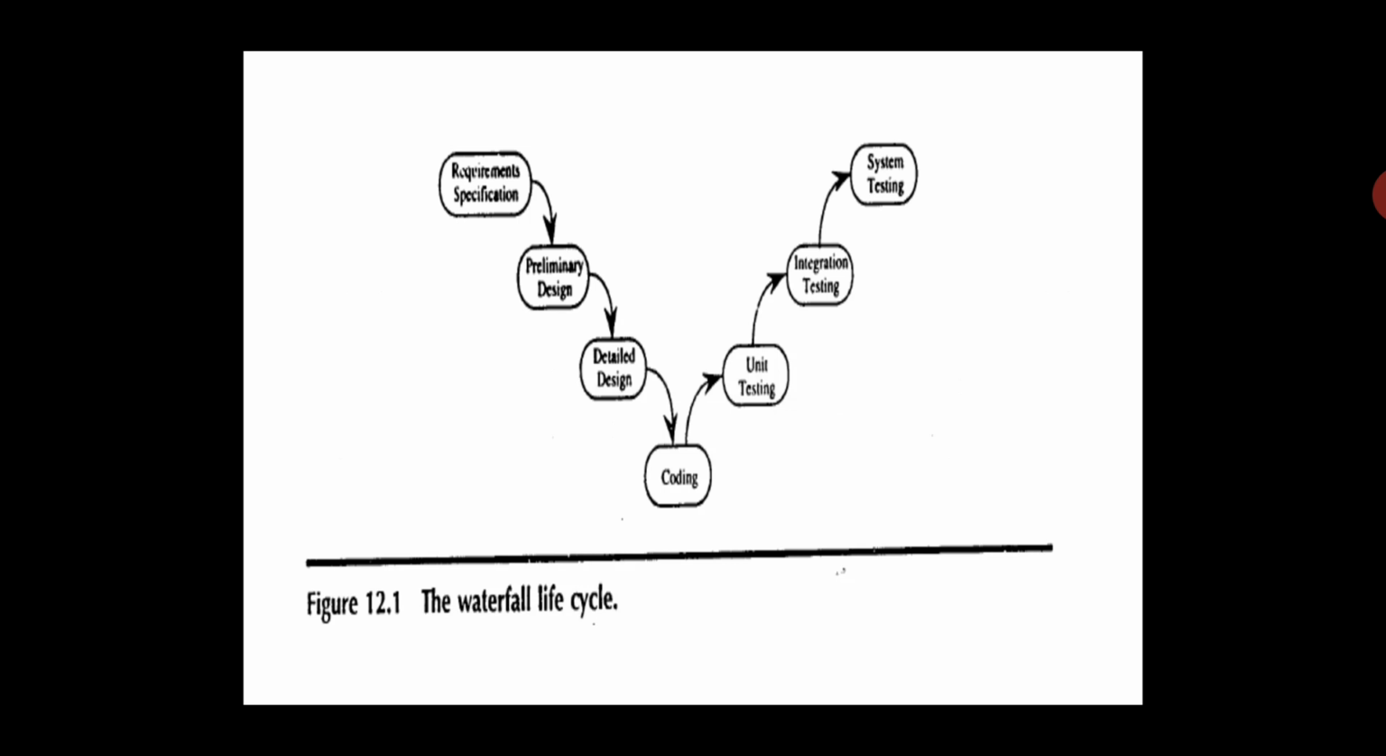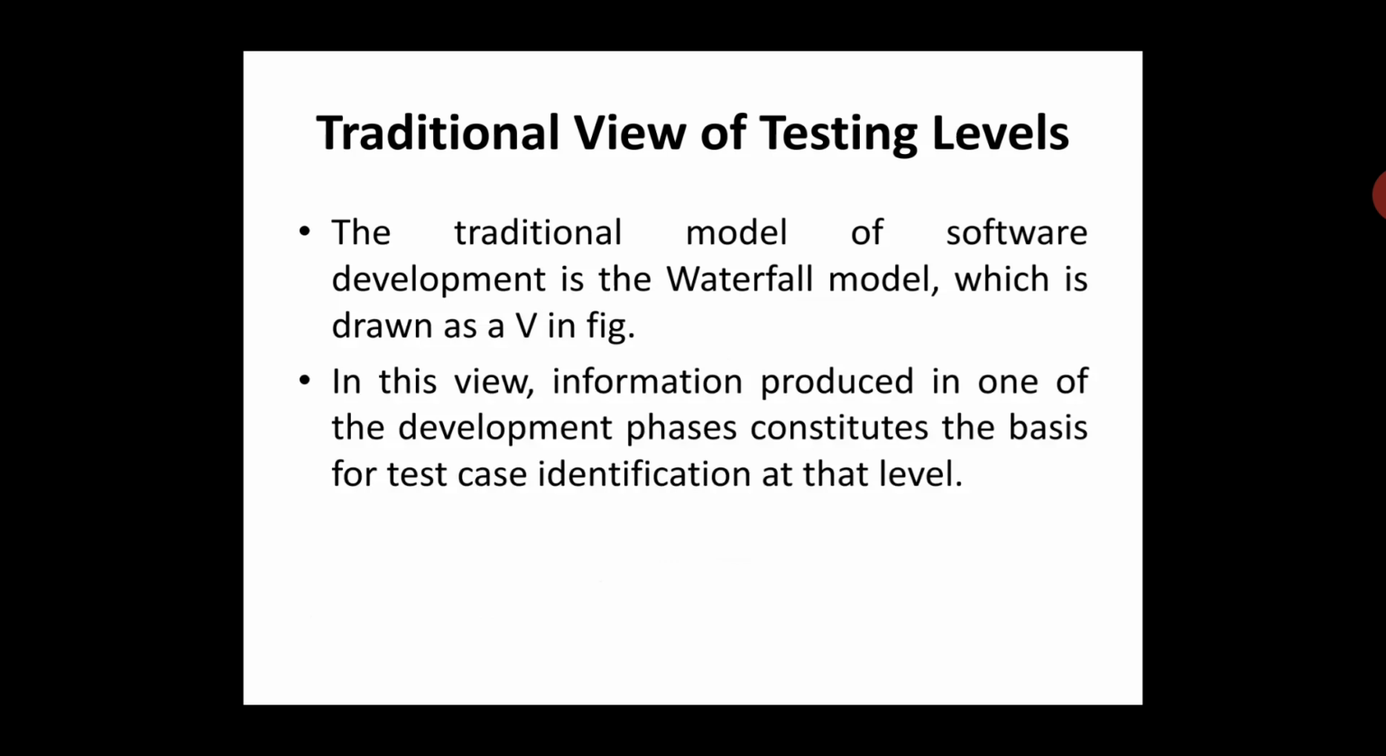It contains requirement specification, preliminary design, detailed design, and then coding. After coding, we perform testing like unit testing, integration testing, and system testing. This is also called a V model. Since the software development process has involved this model for the last few years, this is also called the traditional view, the traditional view of testing levels.